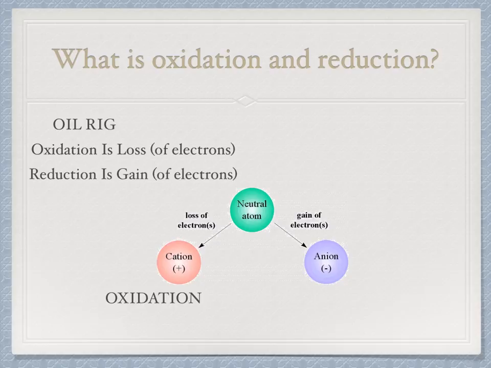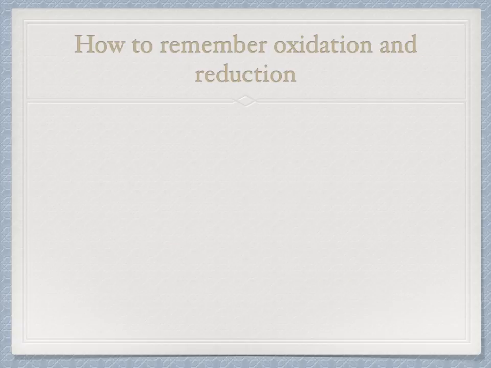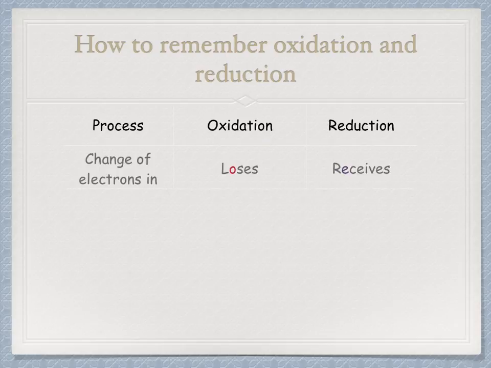So we say that when it loses an electron, remember oxidation is loss of electrons, that atom has been oxidized. So oxidation has occurred. If it gains electrons, we say that reduction has occurred. So how do you remember the difference between oxidation and reduction? Well, if you look at oxidation's got O in it and reduction's got E in it.